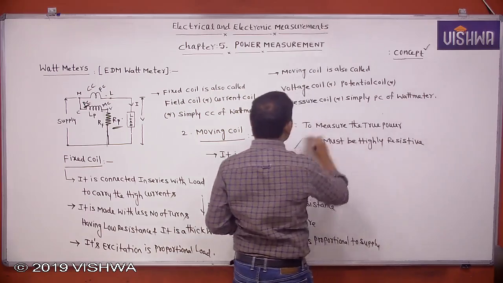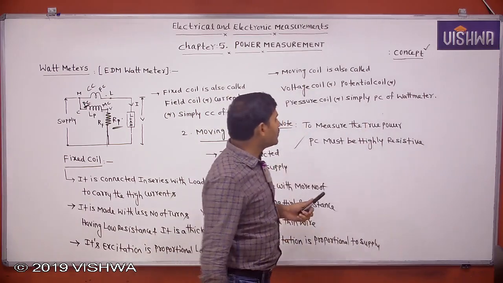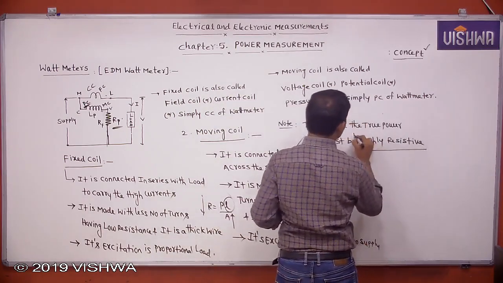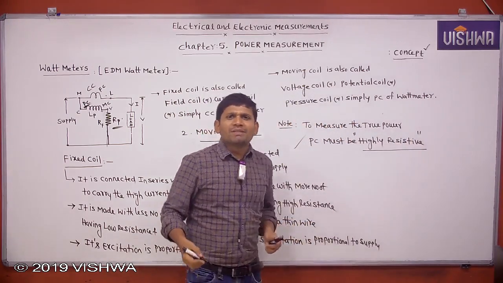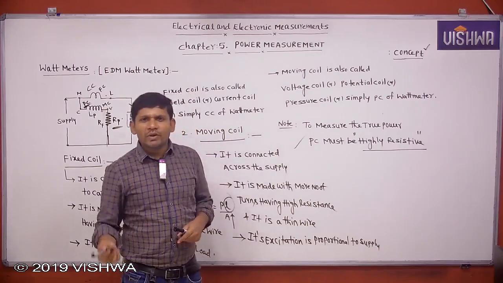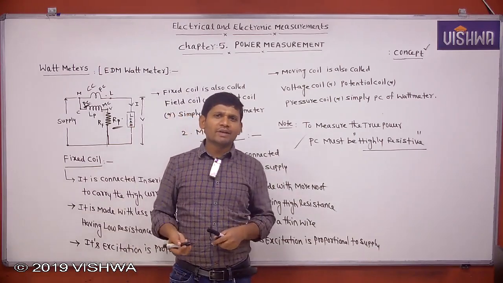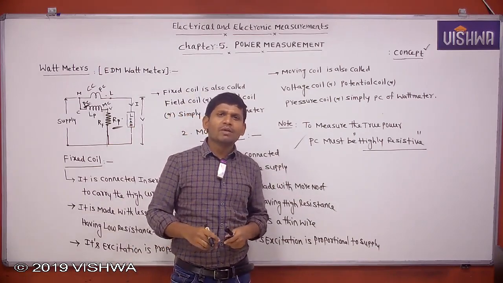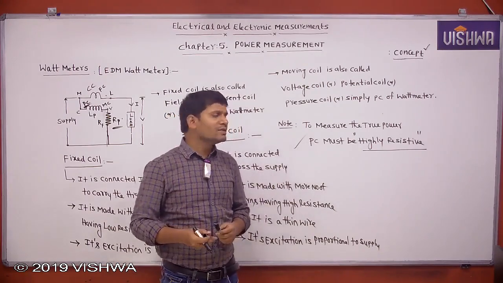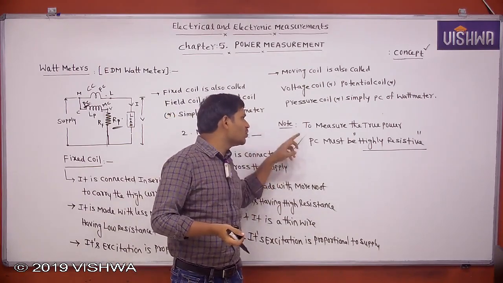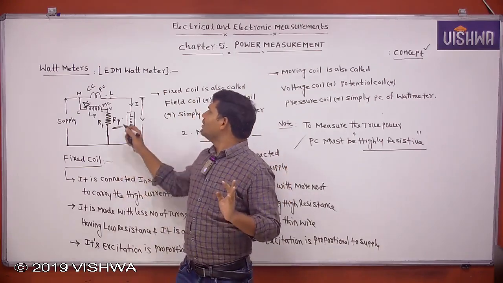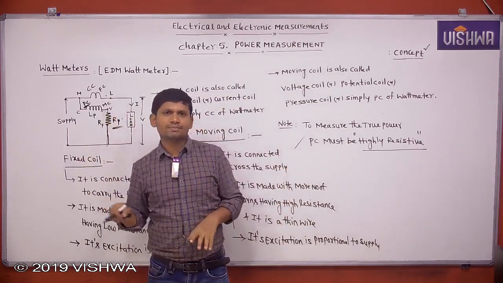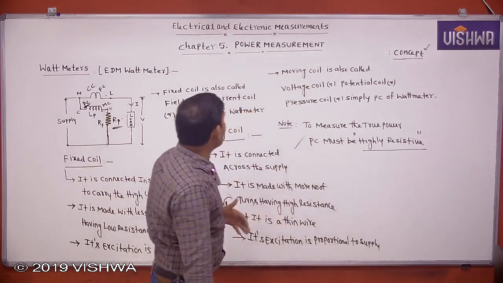Pressure coil purely resistive is not possible. That's why you take highly resistive. In the options, to measure the true power, pressure coil must be highly resistive, purely resistive, highly inductive, purely inductive. Purely resistive is also there, but purely resistive is not possible. That's why your answer is highly resistive. That's the reason why we are representing like this. Okay, this is some introduction to the wattmeters.